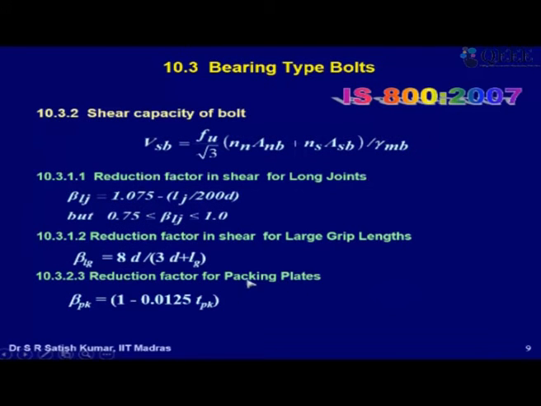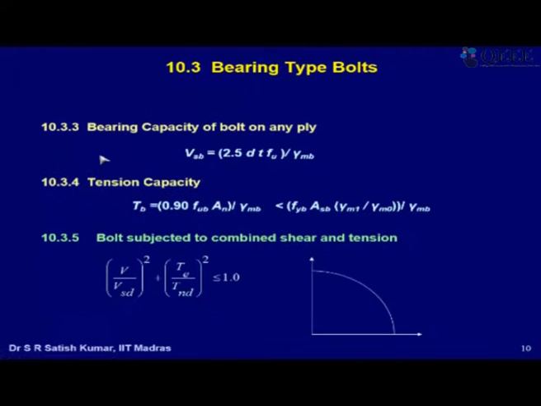So that's a reduction factor for packing plates. So these are the reduction factors which have to be multiplied to VSB to get the correct value of the VSB. We proceed to the bearing capacity of the bolt. As I said, bearing capacity is nothing but the bearing stress into area. So in this case, we are saying that 2.5 Fu by gamma MB will be the bearing stress.